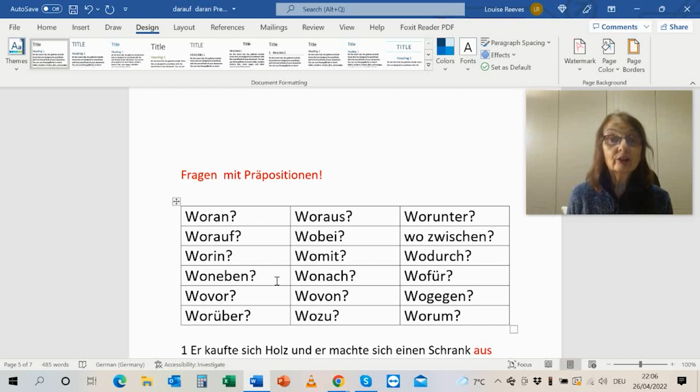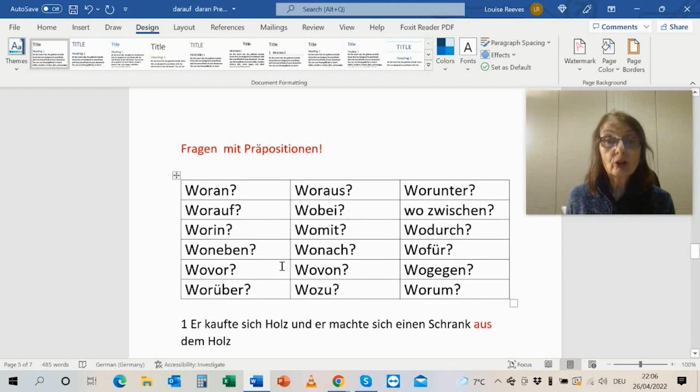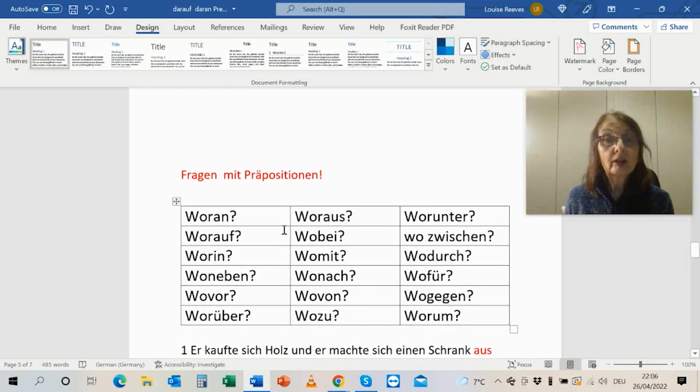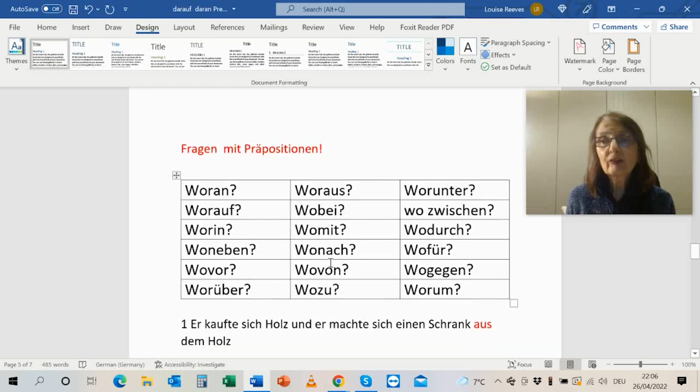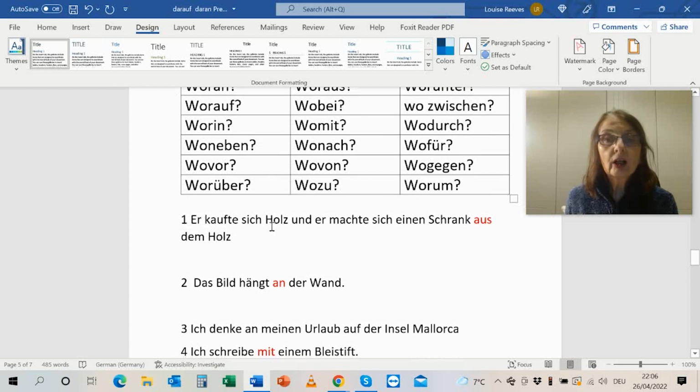So here we have it. I couldn't leave it, especially coming up to the exams, that you have a chance or an opportunity to use these. And they are related to the daran, darauf, and whatever. We're using the same ones. Kaufte sich Holz und machte sich einen Schrank aus dem Holz. I have to use the question, and I want to get the answer. Machte sich einen Schrank aus dem Holz. That's my answer that I want to get.